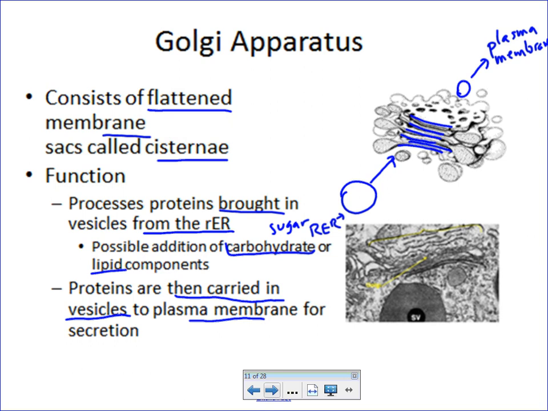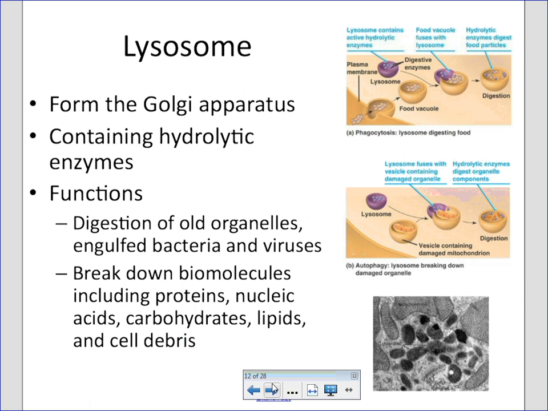Electron micrographs of the Golgi apparatus will appear just as that, as a series of flattened membrane stacks with vesicles surrounding them. The next organelle we'll consider is the lysosome. Lysosomes can form from the Golgi apparatus along with vesicles. Vesicles generally will get released. Lysosomes will stay within the cell.